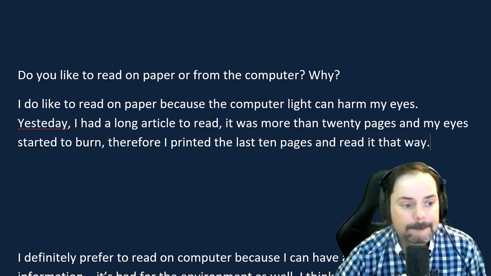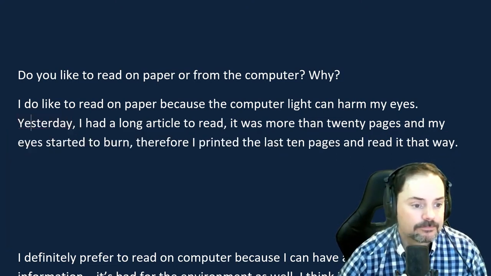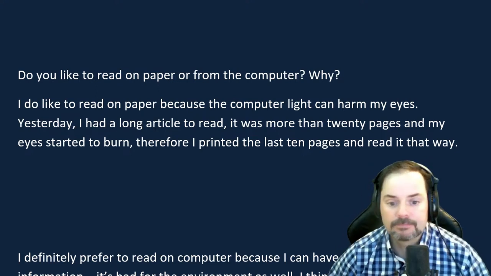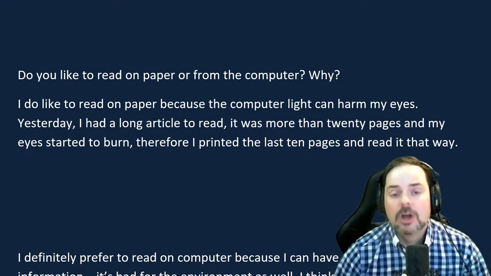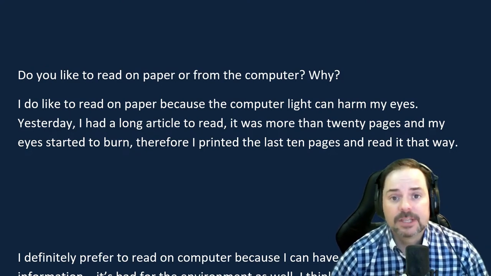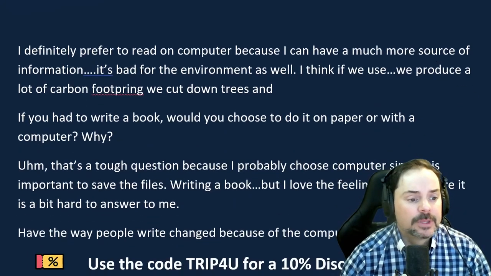Yesterday, I had a long article to read. It was more than 20 pages, and my eyes started to burn. Therefore, I printed the last 10 pages and read it that way. Okay, much better. All right, that's what you want to do. Quantitative language, everybody. Quantitative language, okay? Very important.